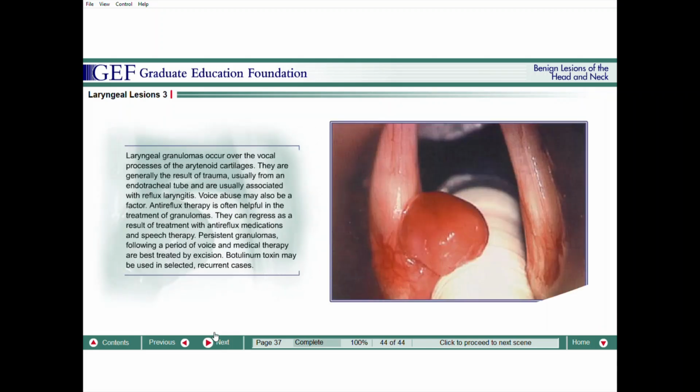Laryngeal granulomas occur over the vocal processes of the arytenoid cartilages. They are generally the result of trauma, usually from an endotracheal tube, and are usually associated with reflux laryngitis. Voice abuse may also be a factor.